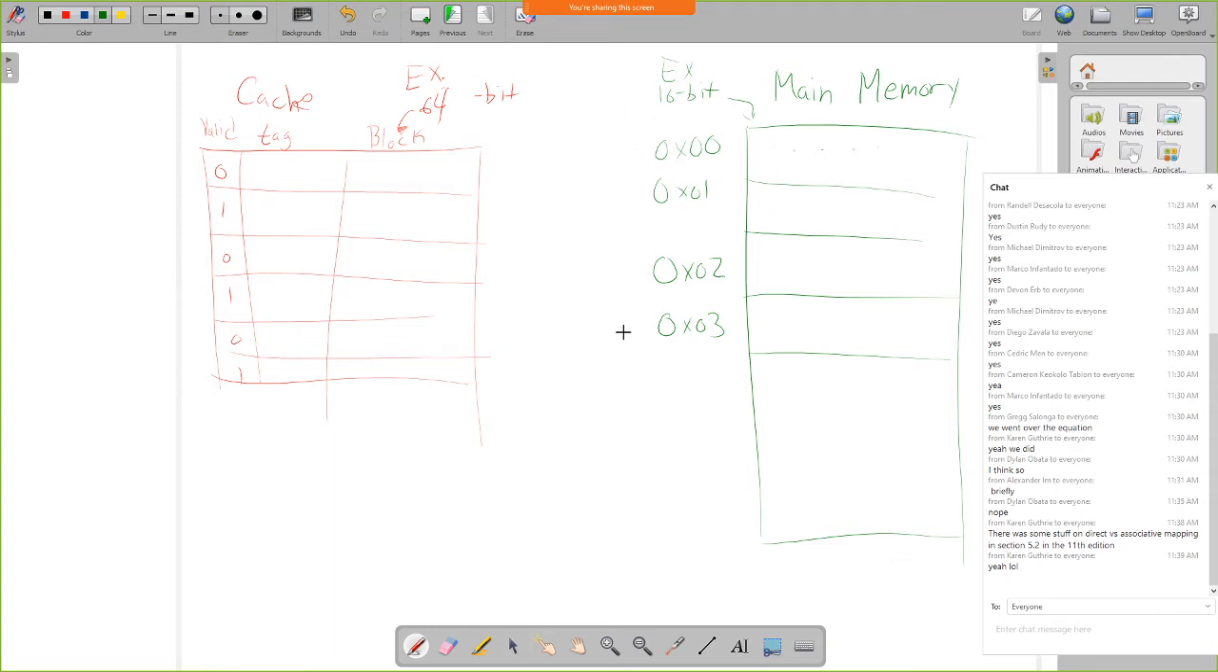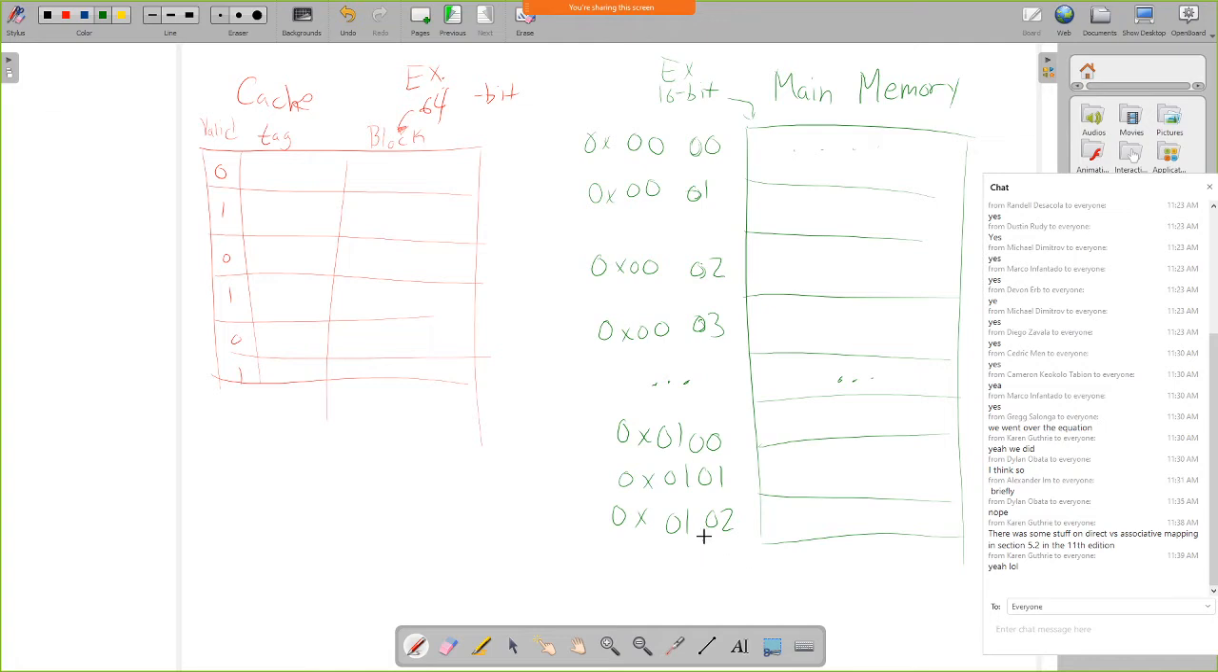the actual full address of this. So, for the sake of this, maybe I should make the addresses a little bit longer. So let's just make it 2 bytes instead. 0000 hex, 0001, 0002, 0003, and then maybe 0100 hex, 0101 hex, and so on, something like that.